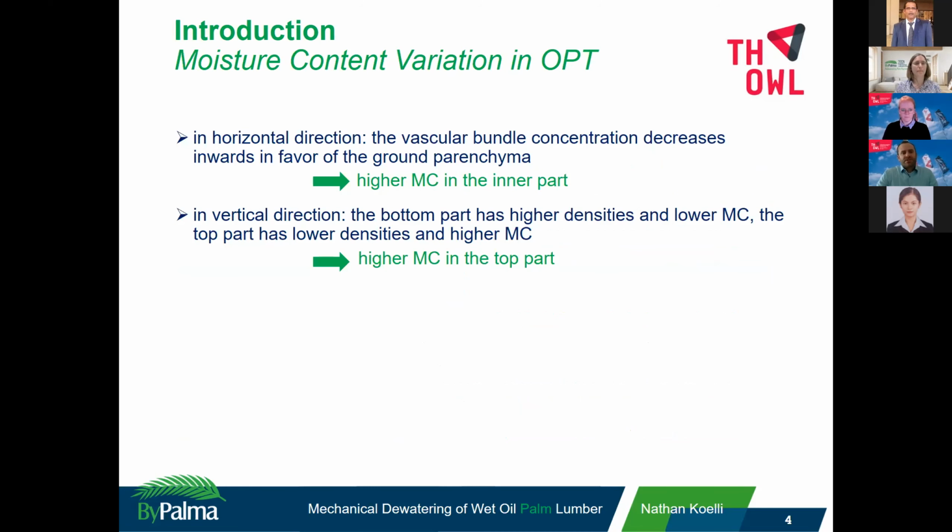This high moisture content is not evenly distributed inside the trunk, but there is a high variation. In horizontal direction, the vascular bundle concentration decreases inwards in favor of the ground parenchyma. Therefore, we have a higher moisture content in the inner part of the trunk. In vertical direction, the bottom part has a higher density and lower moisture content, and the top part has lower densities and a higher moisture content, because the material at the top is younger and softer and also still growing. Therefore, we have a higher moisture content in the top of the palm.